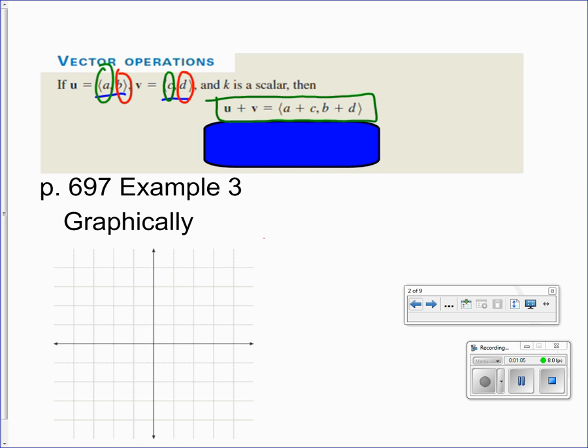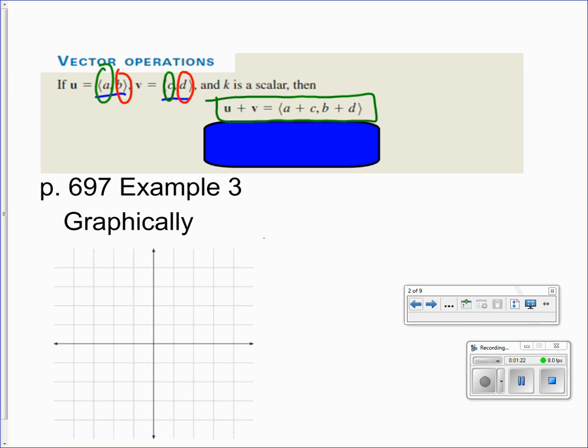As an example, you're going to go to page 697 of your text, and you're going to put example 3 into your notes. That's going to be an algebraic example. We're going to do the same problem graphically. So when you're graphing the sum of two vectors, you're going to start with the first vector.